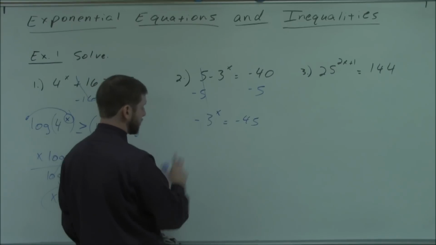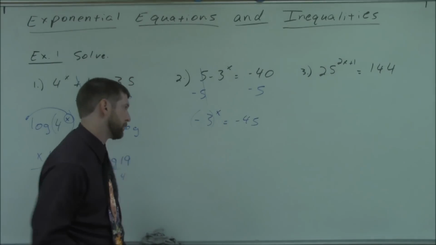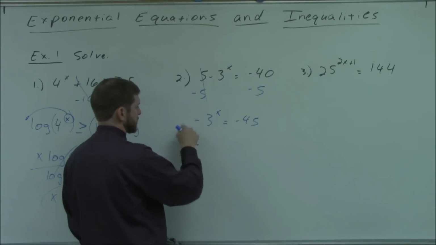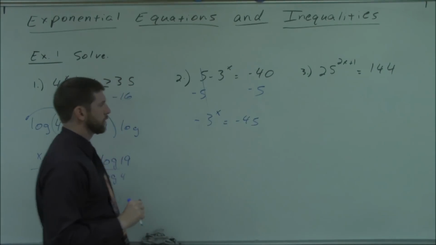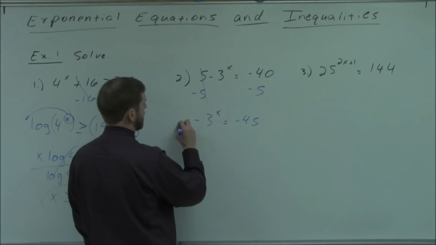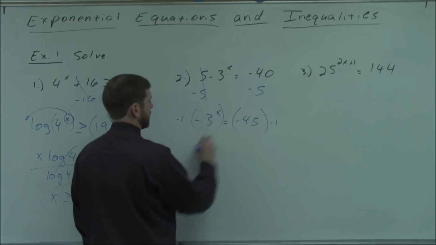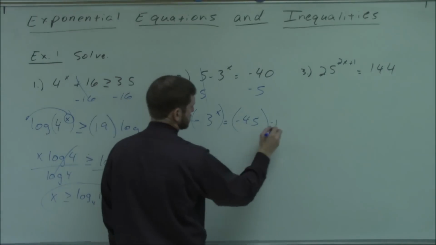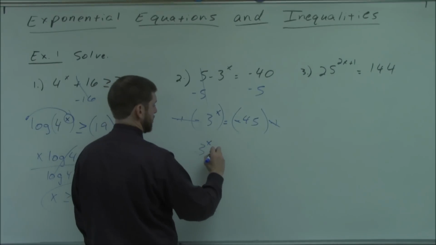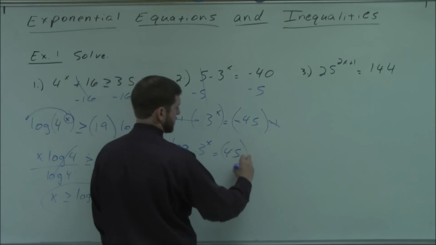Remember, exponents go with what they're attached to. If this was supposed to be negative 3 to the x, it would have been in parentheses right there. In which case we'd have to go with a different strategy for being able to solve it. But it's just minus 3 to the x. So we're going to multiply by a negative 1 on both sides, so that our negatives cancel on both sides, and that's going to leave us 3 to the x equals 45.